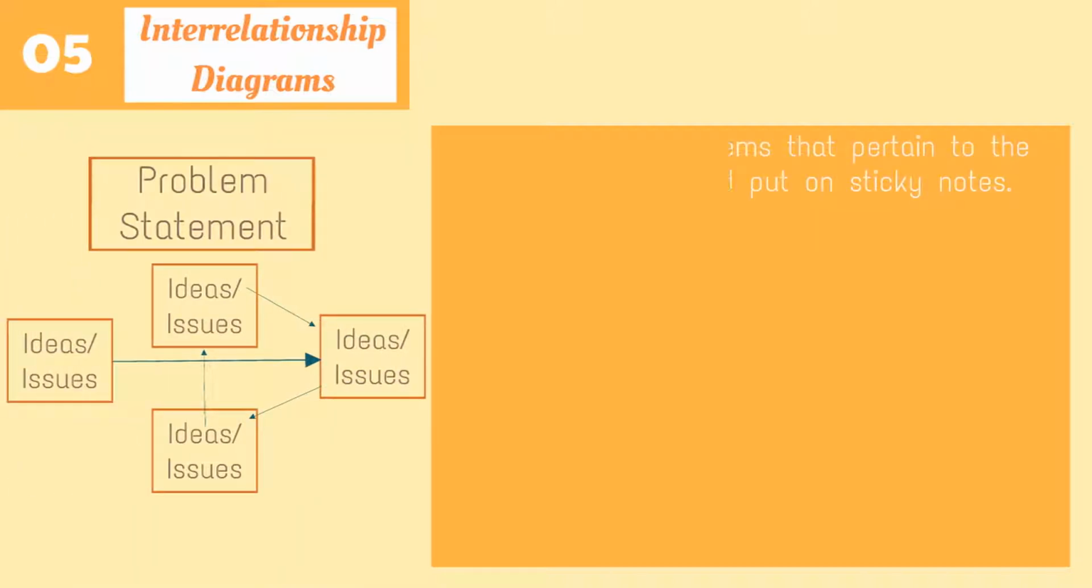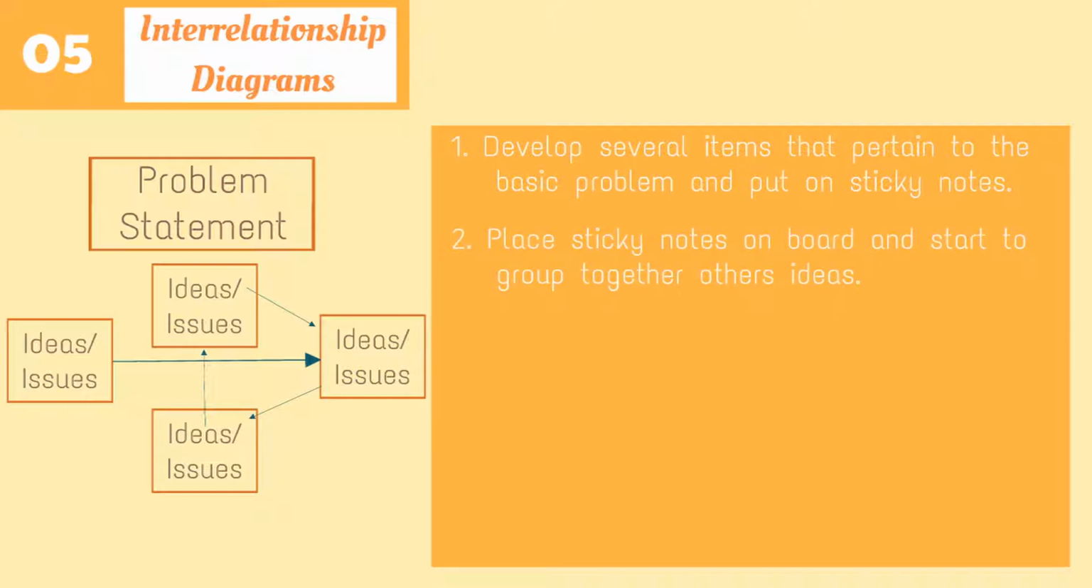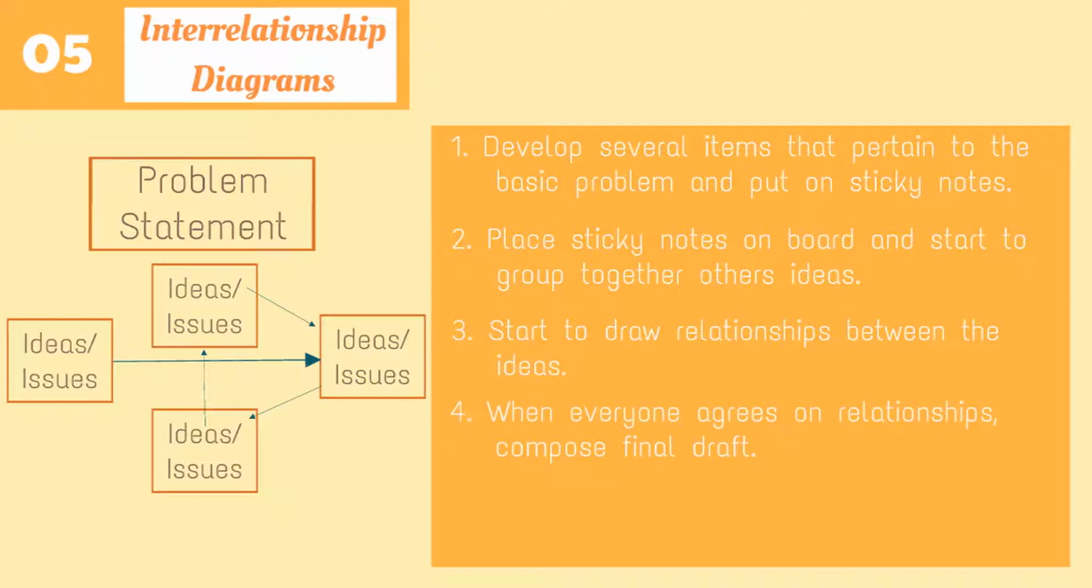Develop several items that pertain to the basic problem and put on sticky notes. Place sticky notes on board and start to group together others' ideas. Start to draw relationships between the ideas. When everyone agrees on relationships, compose final draft. Diagram is analyzed and team decides on items need to be worked on right away.